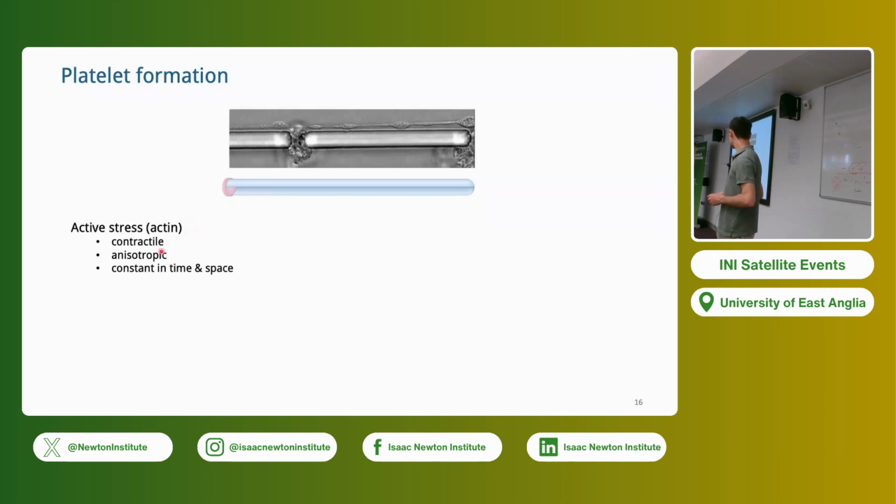Contractile, we do it anisotropic. I'll speak about the motivation for doing that in a second. And we assume it to be constant in time and space. So the active stress tensor that we're imposing looks like this. It has 2 components here, in the axial direction, so Z in this direction, and in the azimuthal direction, so in the angular direction, and they can be different.